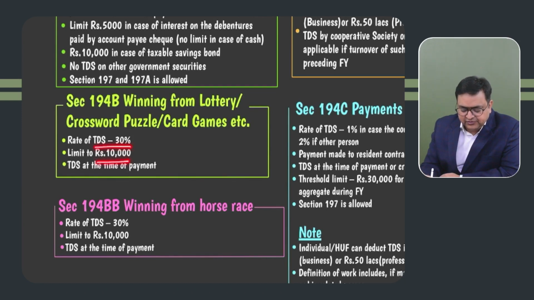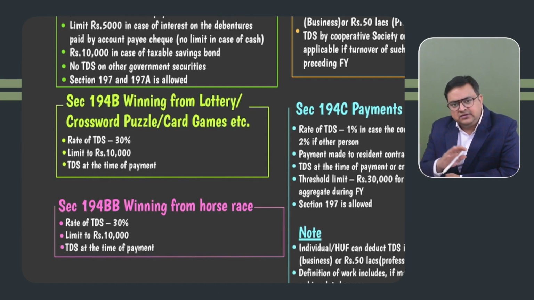The threshold limit is 10,000. So if you are getting more than 10,000 rupees, then TDS will be deducted, right? In case the payment which you are receiving is in monetary form, then 30% TDS will be deducted. In case the payment which you are receiving is not in monetary form, it is in kind, let's say you have won a car or any other thing in kind, then in that case the deductor will not be able to deduct the TDS. So in that case, he will only release the prize money when you submit the proof that the tax has been deposited by you. So here the receiver has to first deposit their tax. They have to give a proof to the deductor, and then the deductor will release that particular prize to you. Got it?